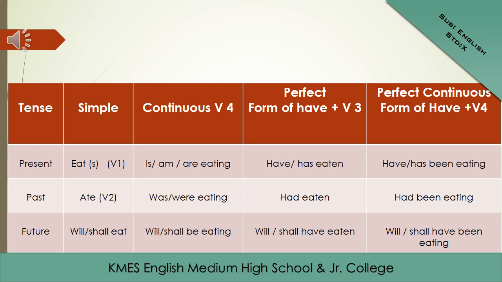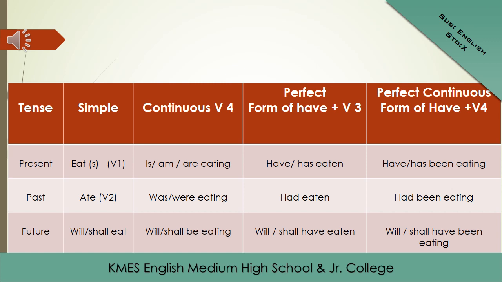Okay, next what we have is perfect tense. Now for perfect tense we have to use a form of have plus the third form of the verb if it is only perfect tense. So if it is present perfect, we'll be using either have or has, again according to our subject, plus the third form of the verb, that is eaten.